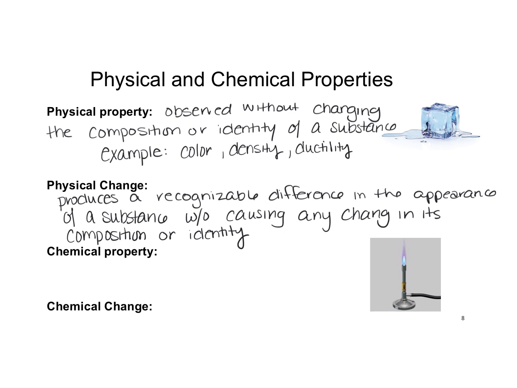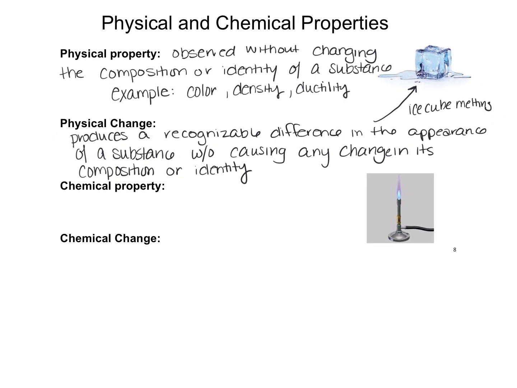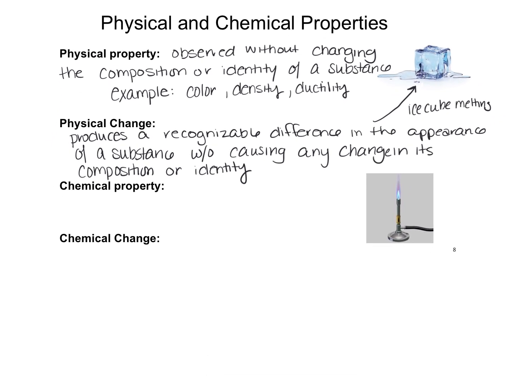So this, for example, would be like what we see here, which is an ice cube melting. When you have ice, it is H2O, it is water, it is frozen, right? And when it melts, it is still water, it is still H2O, but the ice looks a lot different than liquid water. So we see there's a recognizable difference in the appearance. Ice looks different than water, but there is no change in its composition or identity. So it's still water, it's still H2O, whether it is liquid water or whether it is frozen, right, and ice.